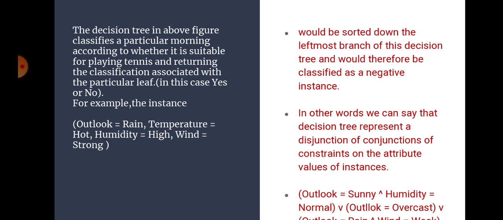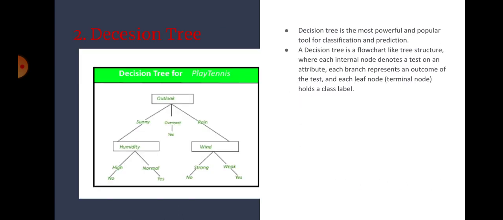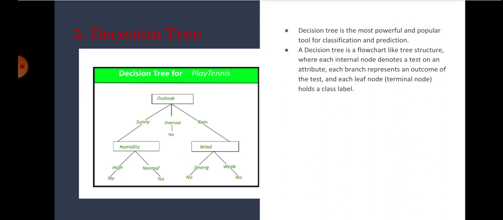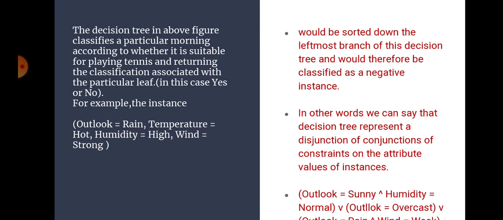Rain, hot, high and strong. So if you see high and strong, they both are ultimately giving the no results, right? So if we check out the decision tree, our instance is giving us the answer that it is no. Now you can see this also, that this is a kind of binary classification, because we have to answer or classify either just in yes or no condition.